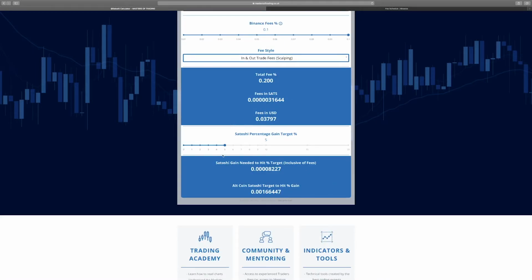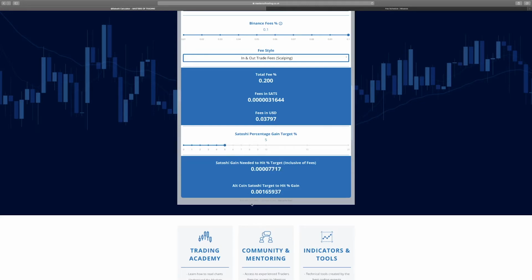And now we come to the cool bit, which is the Satoshi percentage gain target. When you're going to enter the market, if we went back to the chart and you said, I want to enter here and I expect it to go to around this area, you might have a certain standard, like I want to make a minimum of 3% per trade. If that is the case, you can set this to 3%. And the Satoshi gain needed to hit the percent target, inclusive of fees, is 5,063 Satoshis. So whatever the current price of Link is, you would need to target another 5,063 to get to 3%. This calculation is the current price of Link plus the target, inclusive of fees.